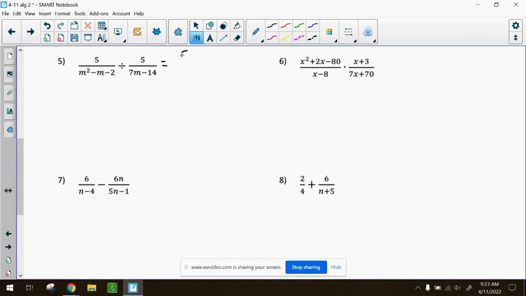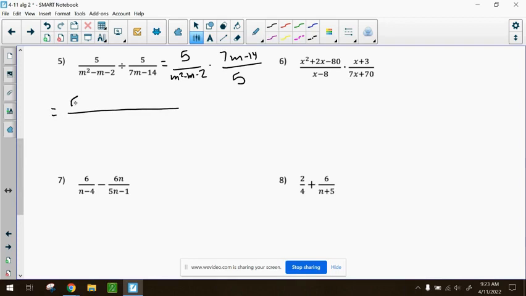So we're going to make this 5 over m squared minus m minus 2 times 7m minus 14 over 5. So now we're going to make it one big fraction, cancel what we can cancel, and go from there.